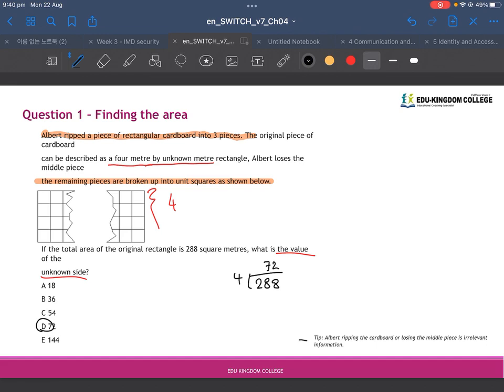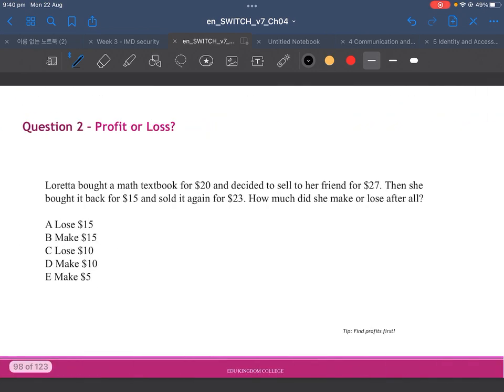So there's a little tip at the bottom that I mentioned. Question number 2. Profit or loss? Loretta bought a math textbook for $20 and decided to sell it to her friend for about $27. Then she bought it back for $15 and sold it again for $23. How much did she make or lose after all?